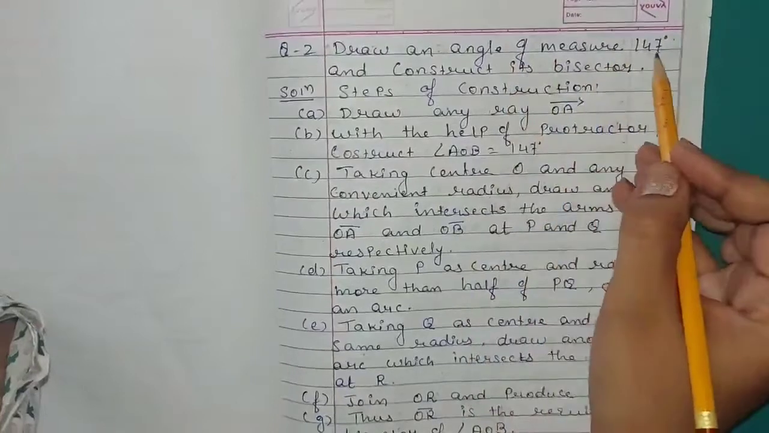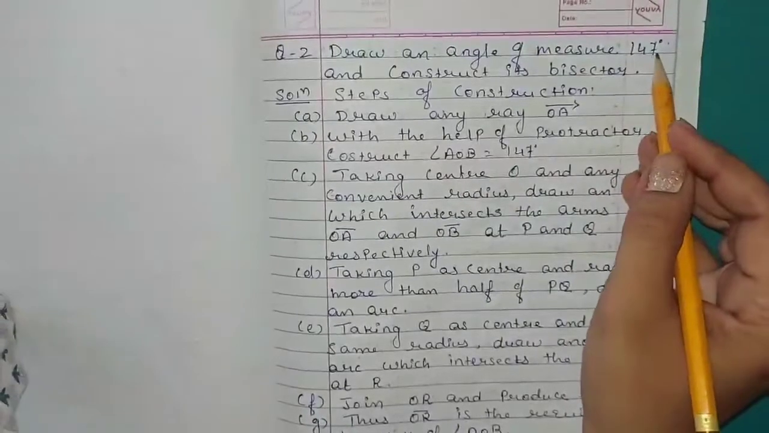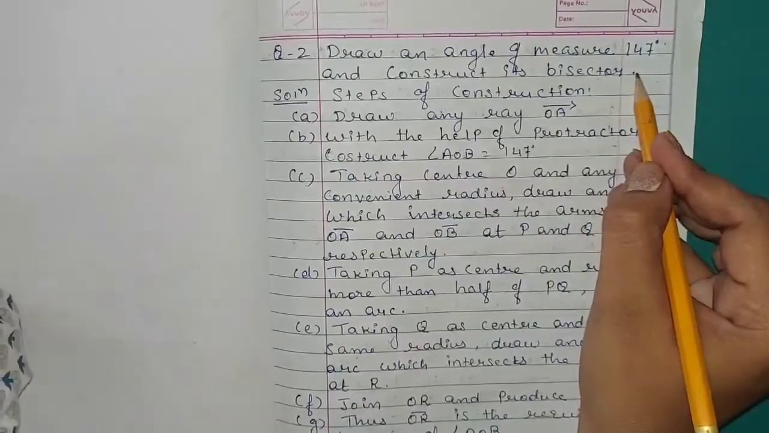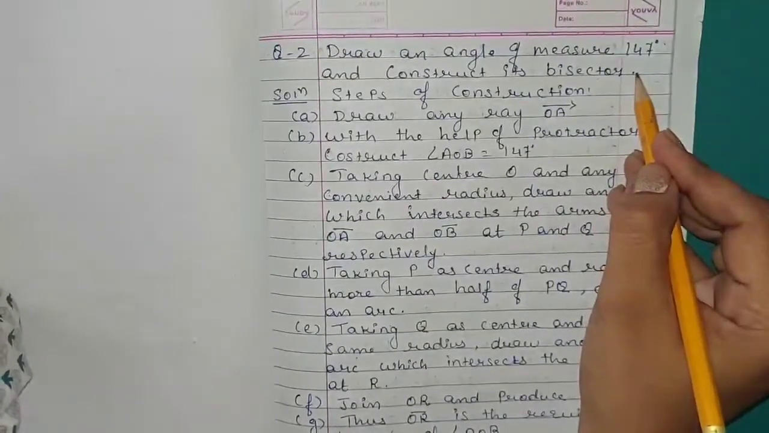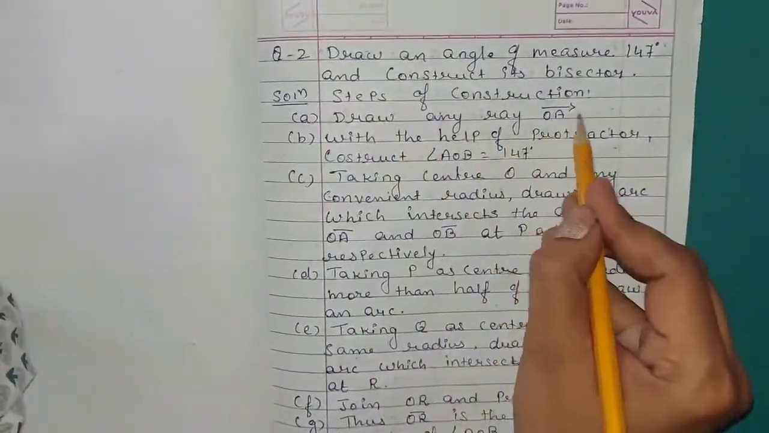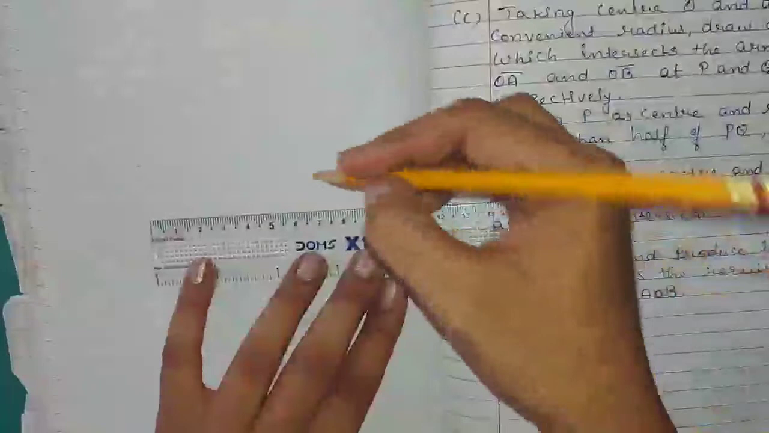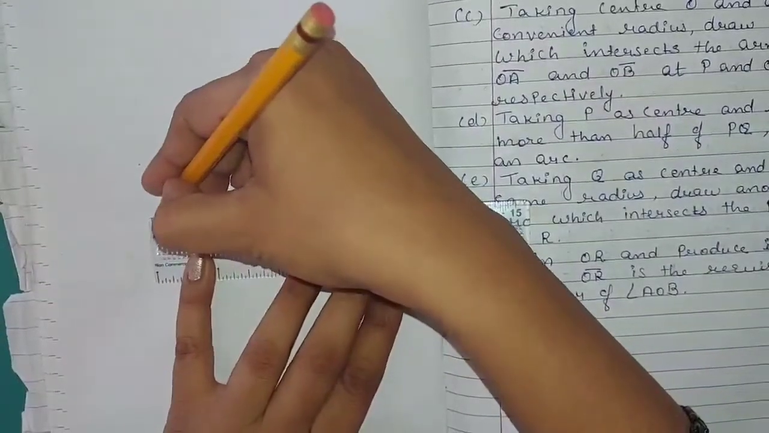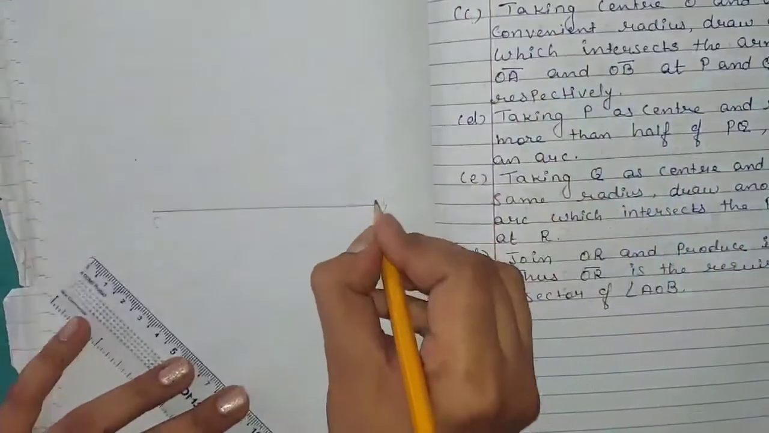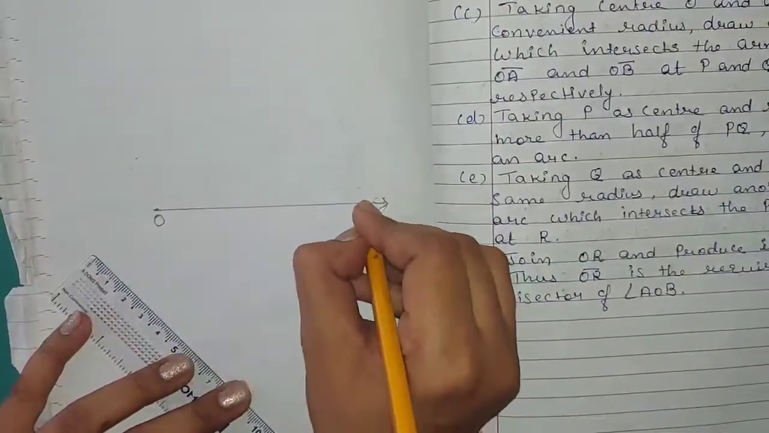Construct an angle of measure 147 degrees and construct its bisector. So first of all, we have to draw an angle of 147 degrees and bisect the angle. So let us draw a figure along with steps of construction. Solution. Steps of construction. Draw any ray OA. So students, first of all, let us draw ray OA. So this is ray OA, let us label it.